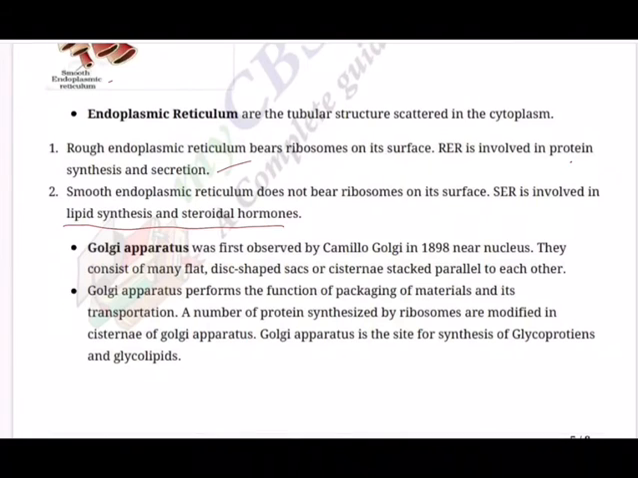And then comes the Golgi apparatus. It was first observed by Camillo Golgi. That's why the name is Golgi apparatus, near the nucleus. They consist of many flat disc-shaped sacs or cisternae. So cisternae are disc-shaped sacs. These are stacked parallel to each other.